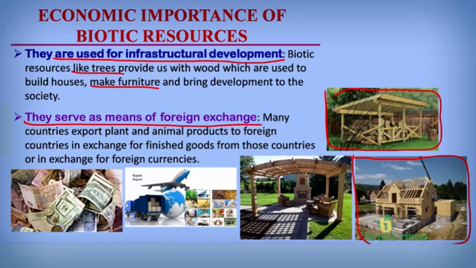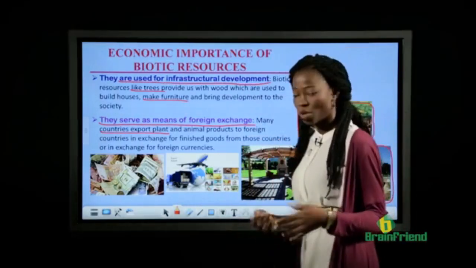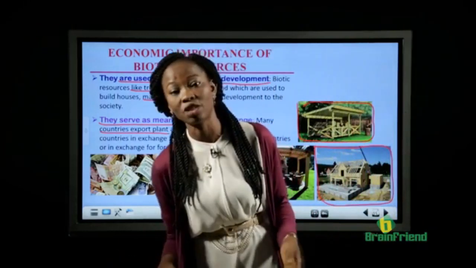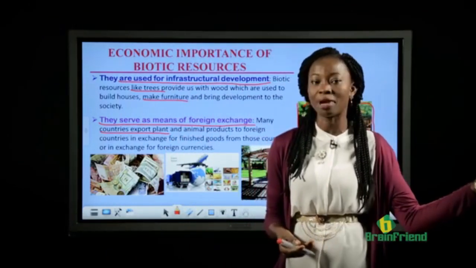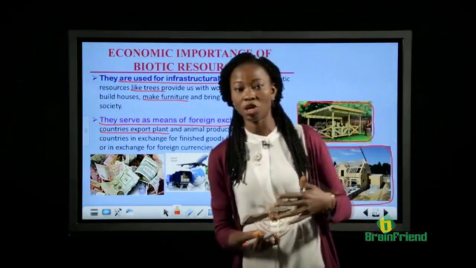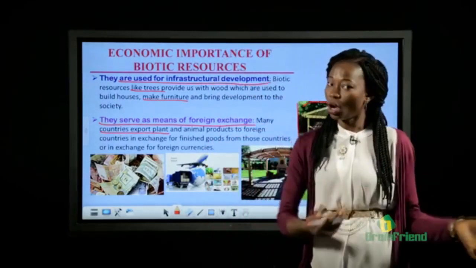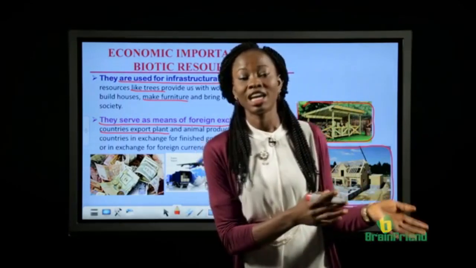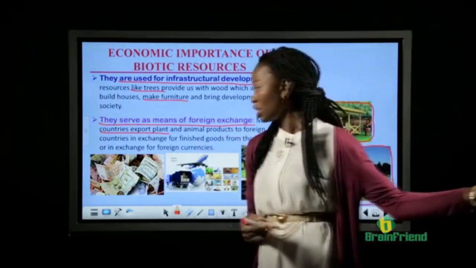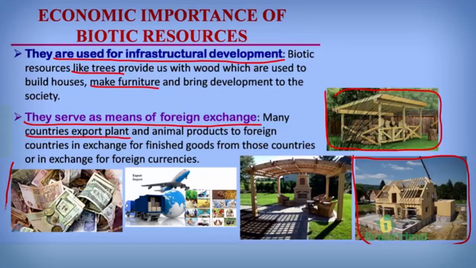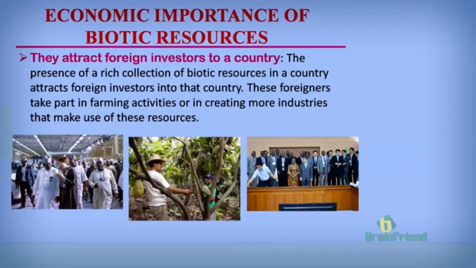Biotic resources also serve as a means of foreign exchange. Many countries, many persons export some of the biotic resources they produce in their countries or in their homes. They export them to other countries in exchange for finished goods from those countries. So, for example, say Nigeria decides to export cocoa or cassava plant or finished cassava products to a country such as America. The Americans may want to give them their finished product in exchange for the cassava products. On the other hand, Nigeria could decide to sell this product in exchange for foreign currency, the currency of America. So by so doing, Nigeria can generate foreign currency, which we call foreign exchange. They can use it in international markets to purchase other relevant or important goods.